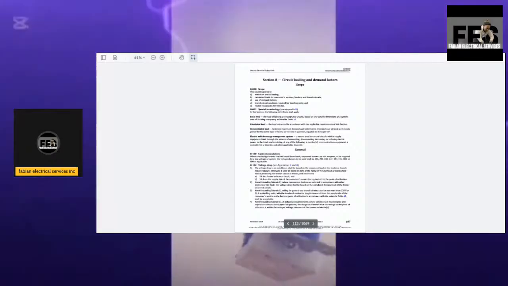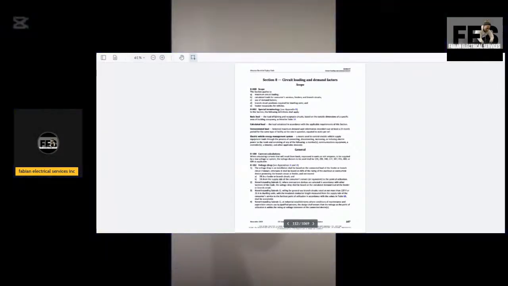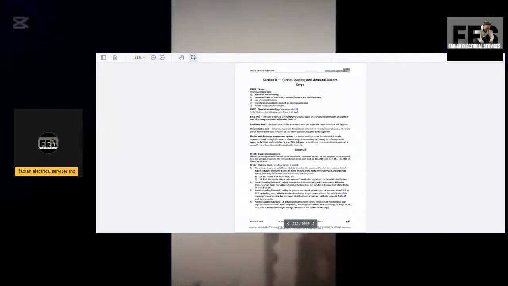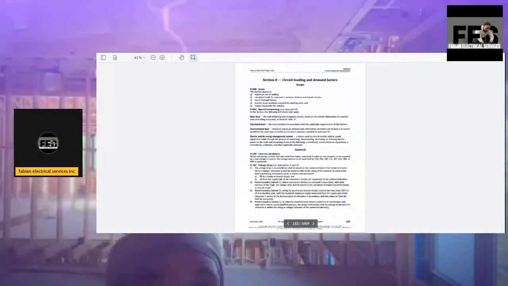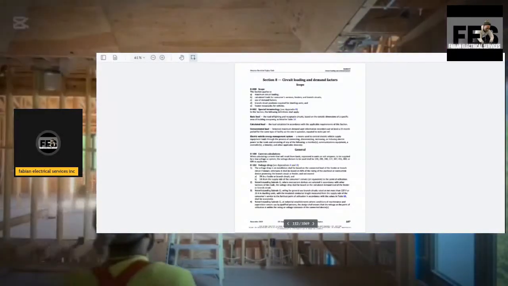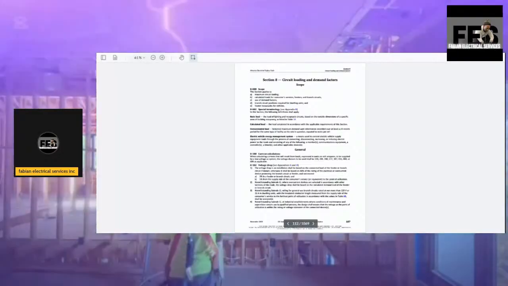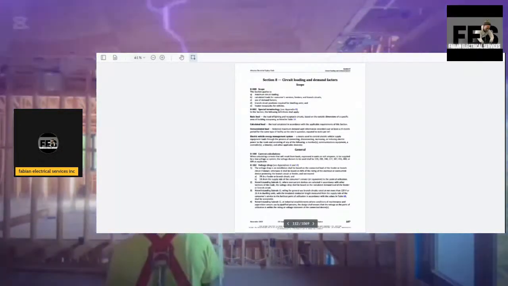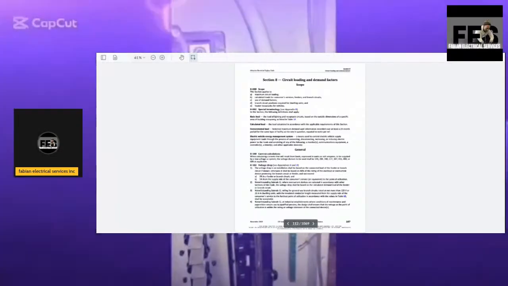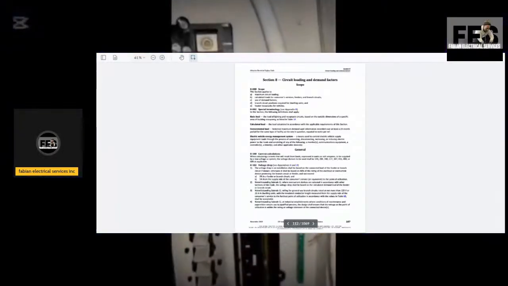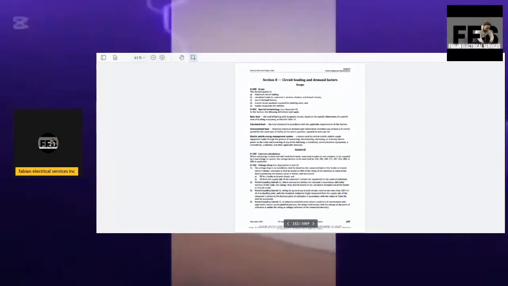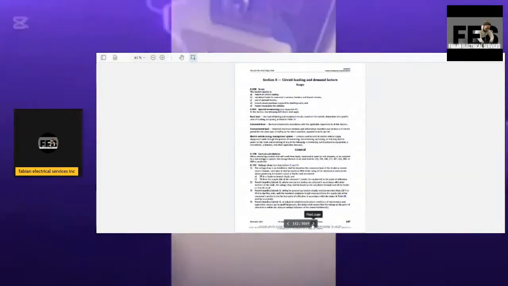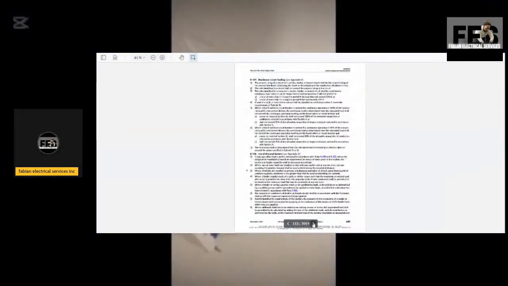Notwithstanding Subrule 1, at industrial establishments where conditions of maintenance and supervision ensure use of qualified persons, the design shall ensure that the voltage at the point of utilization is within the rating or voltage tolerance of the connected device. So I'm going to go to the next page here.